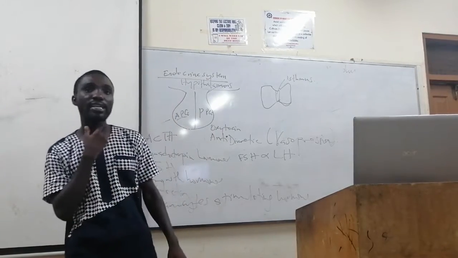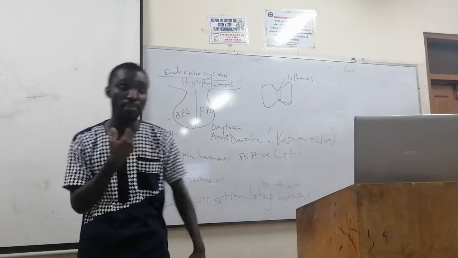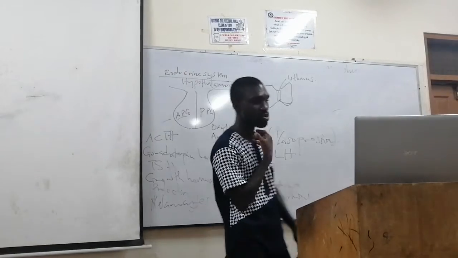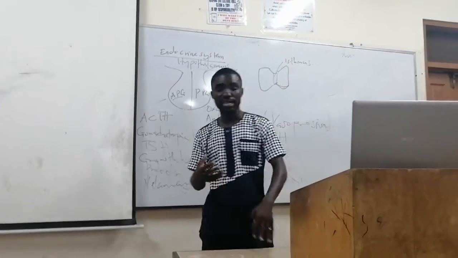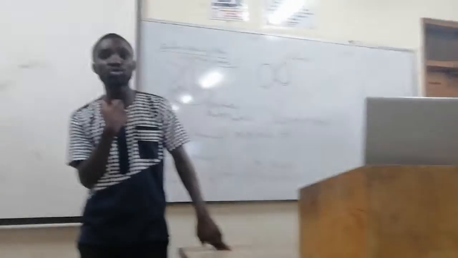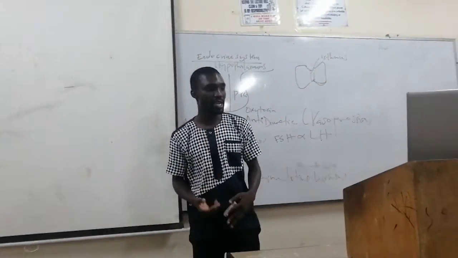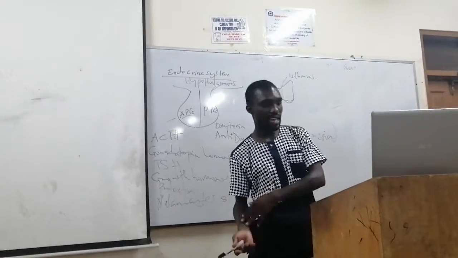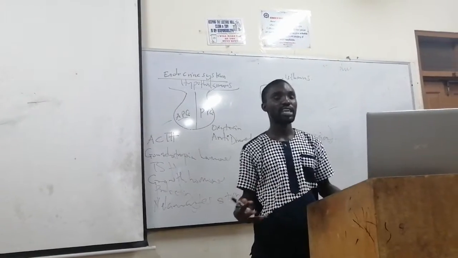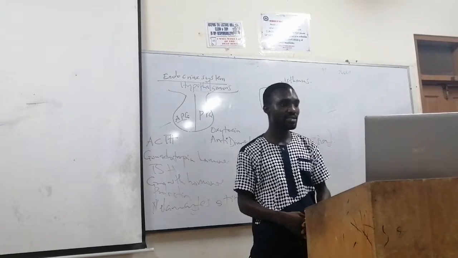The thyroid gland is located in the anterior part of the neck, right? It is situated in the anterior part of the neck, anterior to the trachea, right? The trachea is part of the respiratory system. And as I said, we have two lobes of the thyroid gland and then the isthmus.